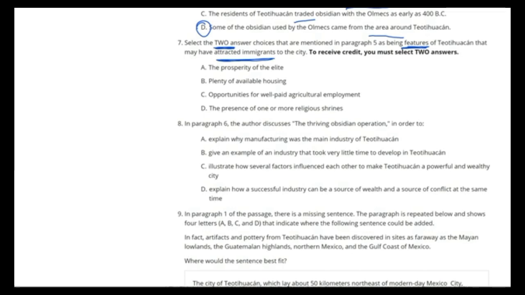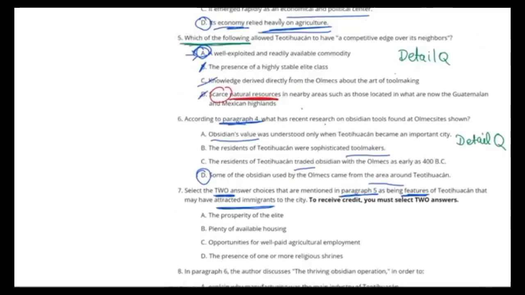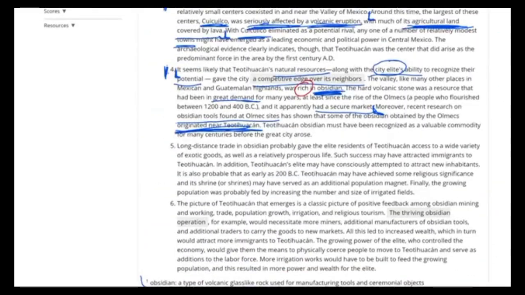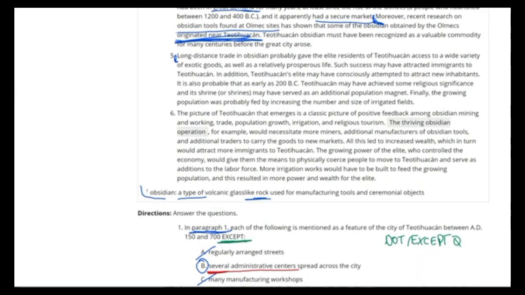B, plenty of available housing. Okay. C talks about employment opportunities. And D talks about religious shrines. Let's go to paragraph 5. This is where we can find the information in the text. Let's start right at the beginning.